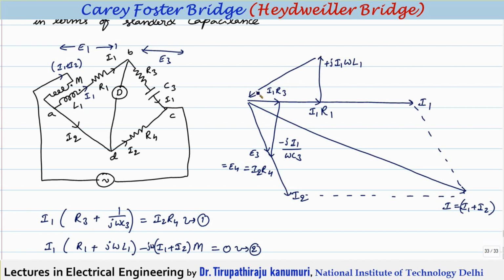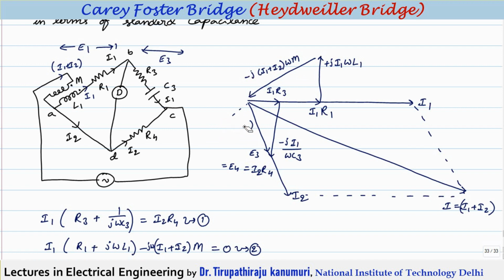This will be minus j times of I1 plus I2 times of omega into M. Minus j means, so this is my value of I1 plus I2. Minus j means it will come here. So same parallel axis I have written. So this is my value of imaginary axis. This is minus j times of I1 plus I2 will come. Okay, so that is the reason it is coming here.